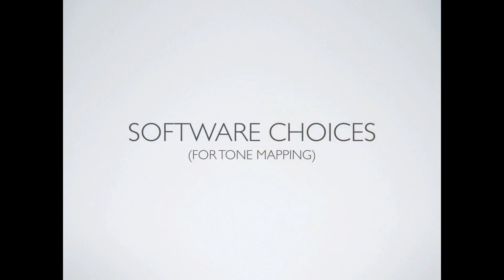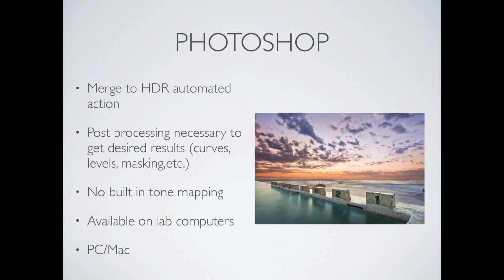So how do we do this? Well, no surprise, number one, Photoshop. That's what we're working on in this class. Merge to HDR is the automated Photoshop action that will help us do this. There's a bunch of adjustments that we can do after the fact. Photoshop actually has gotten pretty darn good at doing this. So there's not as much adjustment as we used to have a couple versions of Photoshop ago. There's no built-in tone mapping, but there's some stuff that's kind of similar that can help you out.